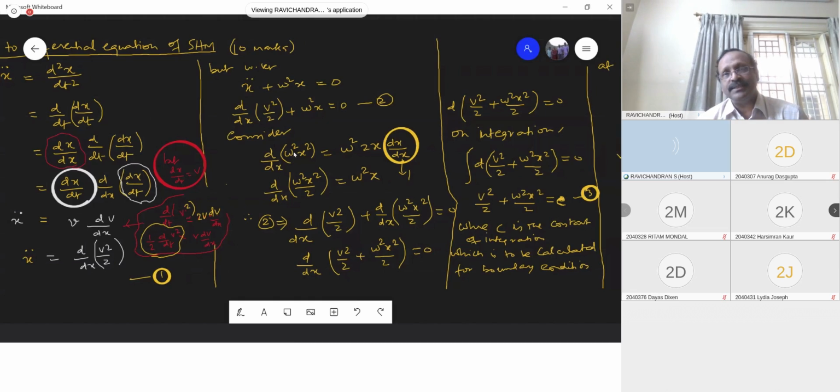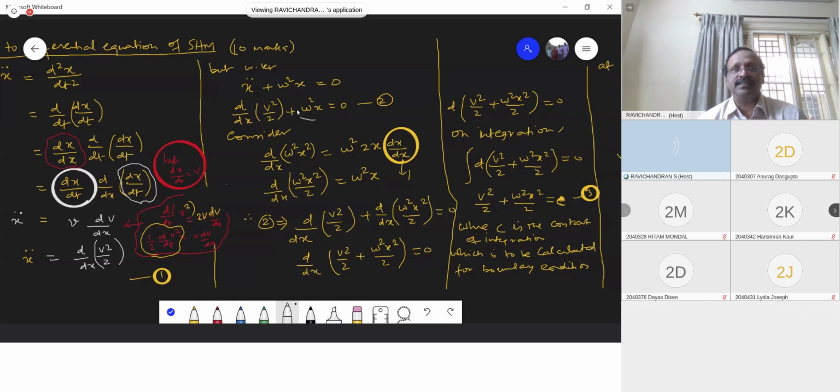If I do this differentiation for omega square x square, omega square is a constant anyway, so omega square stays. If I differentiate this, 2x into dx by dx, so dx by dx equals 1. So this 2 comes down, omega square x square by 2 gives omega square x. So instead of this omega square x, I can substitute this value. That's what I've done here. This is d by dx. This is also d by dx. So I take it common outside. So v square by 2 plus omega square x square by 2 is equal to 0.